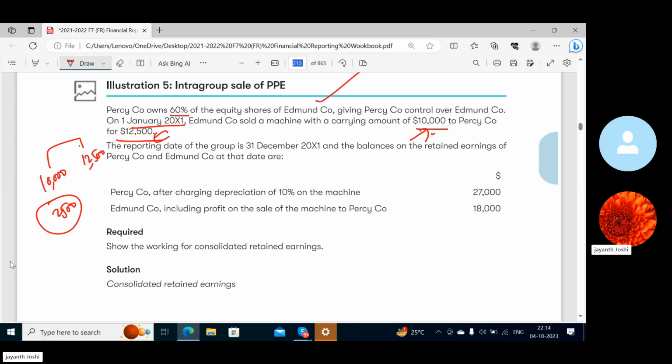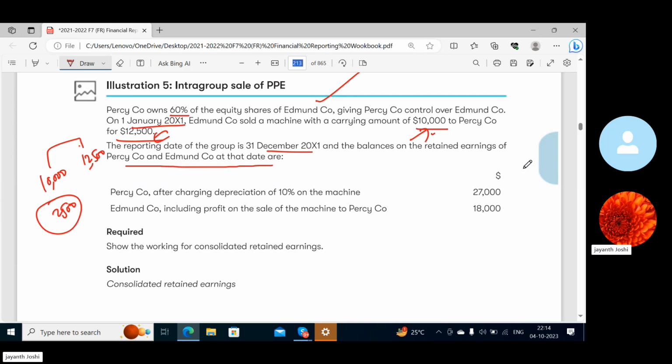But when you do the consolidation, this particular sale between two companies will be thought of as if no sale has happened, no profits have been earned, and no excess depreciation has happened. Right now, the reporting date of the group is this, and the balances on the retained earnings of the Percy and Edmund company at that date are given.